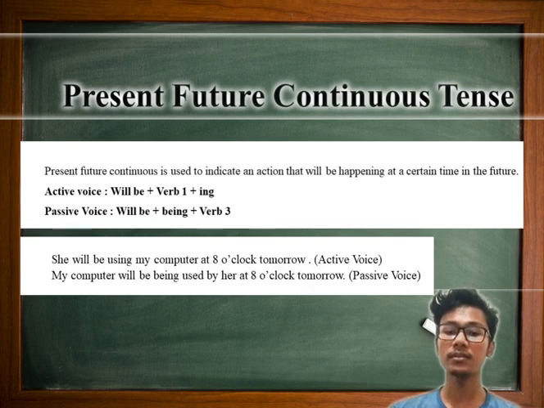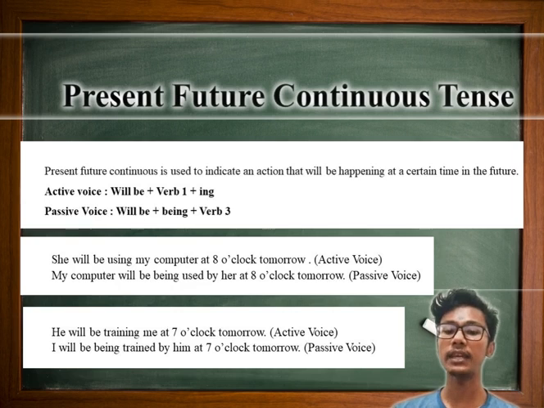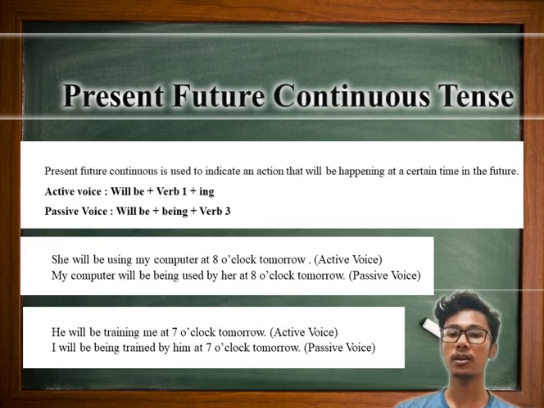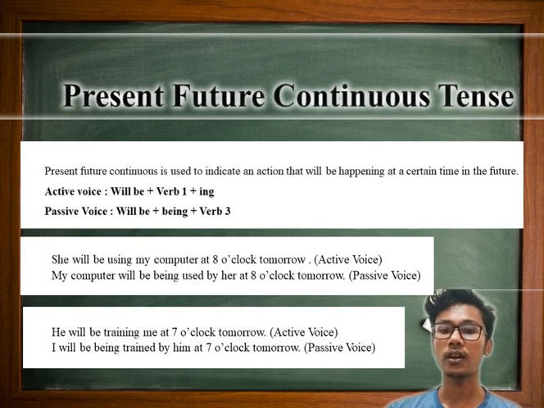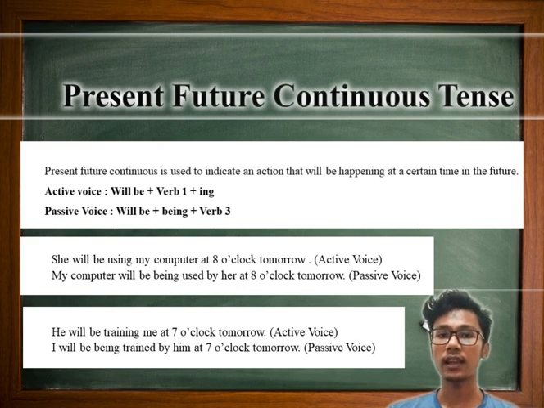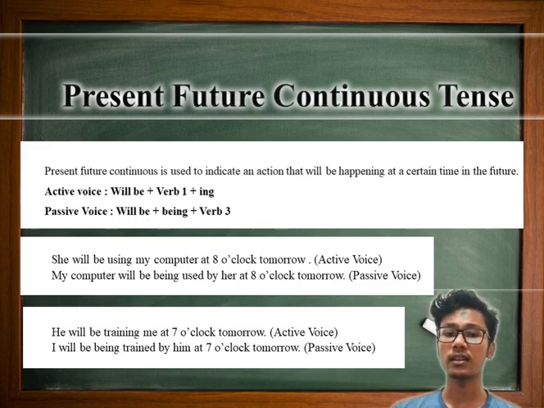Another example, he will be training me at 7 o'clock tomorrow. This is active voice. Then I change into passive voice. It will be, I will be being trained by him at 7 o'clock tomorrow. Okay, I think enough about this. Now we move to past future continuous tense.